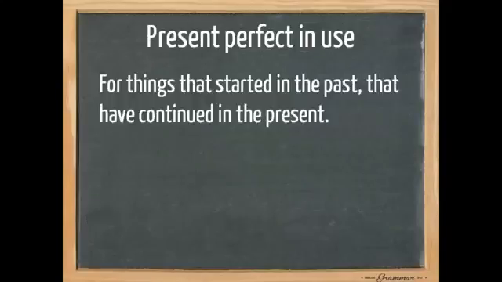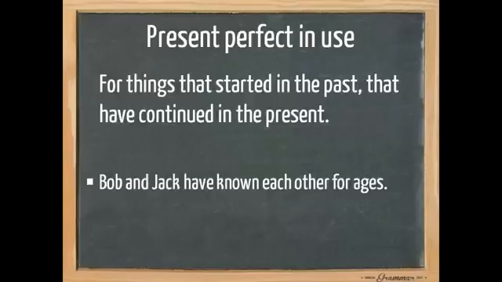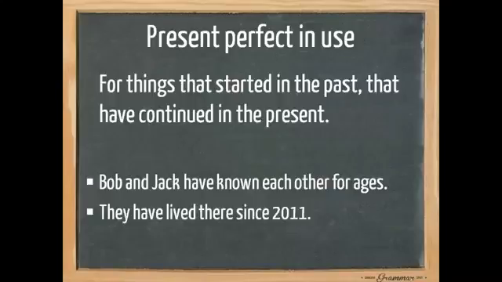We also use the present perfect for things that started in the past but that have continued in the present. For example, Bob and Jack have known each other for ages. For example, they met in the 1970s and they are still friends. They have lived there since 2011, so they moved there in 2011 and they've continued to live there.